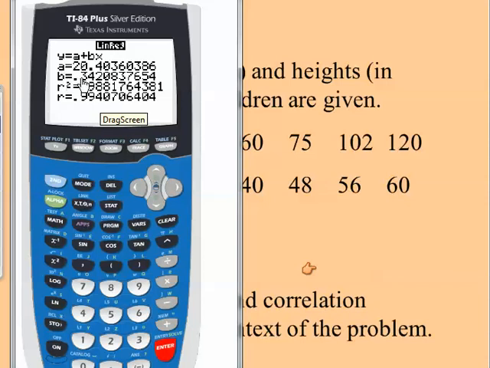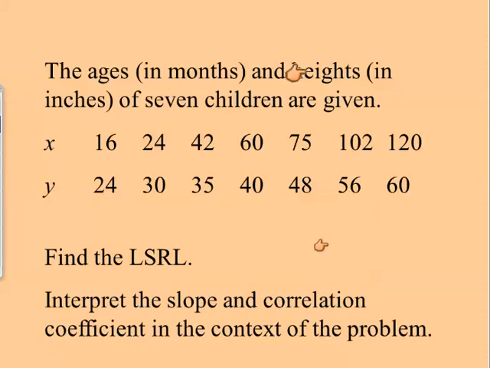My B is 0.34. That tells me that for every month, they're putting on 3/10 of an inch. That's what that would be telling me. And it's telling me that when x is equal to 0, babies are born at about 20.4 inches. Well, I think most babies are right around that, nearly 20 inches, 20.4 inches.